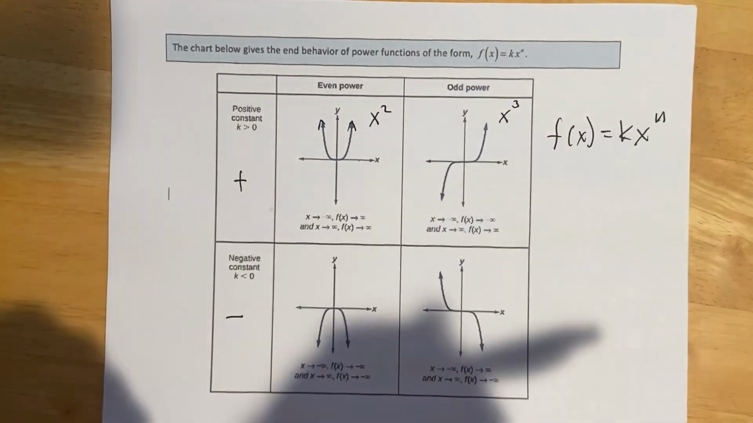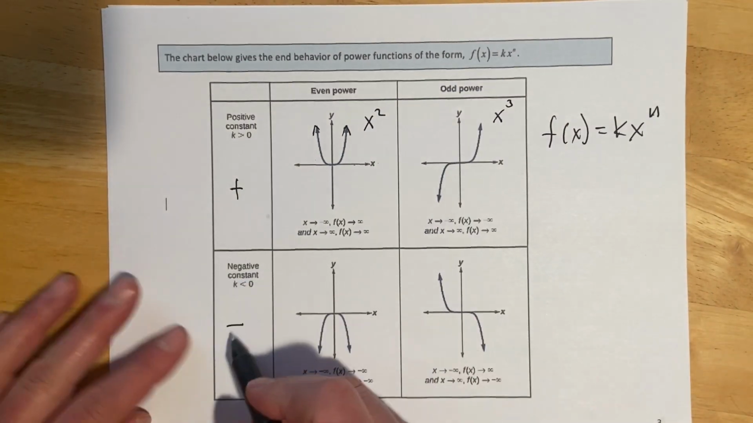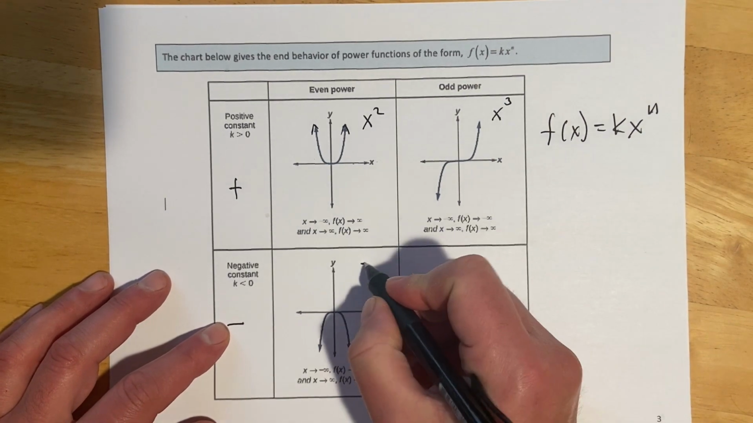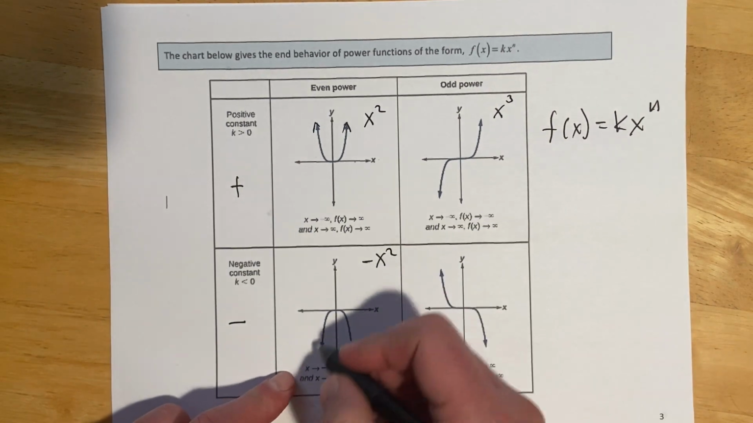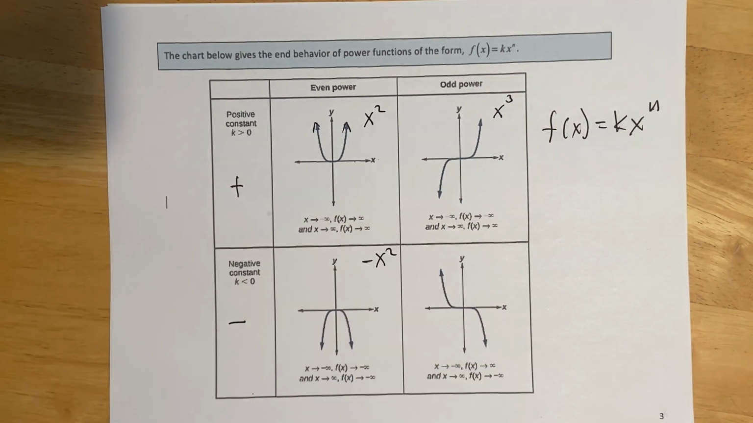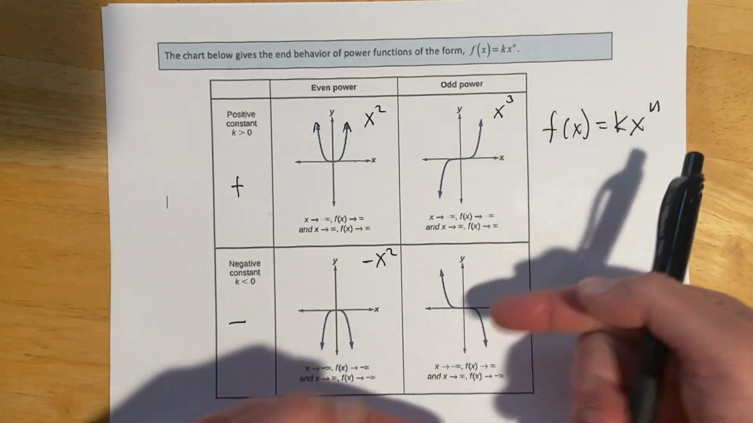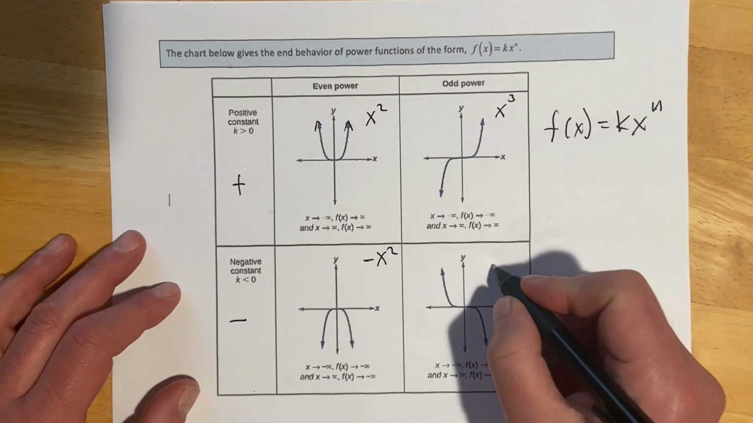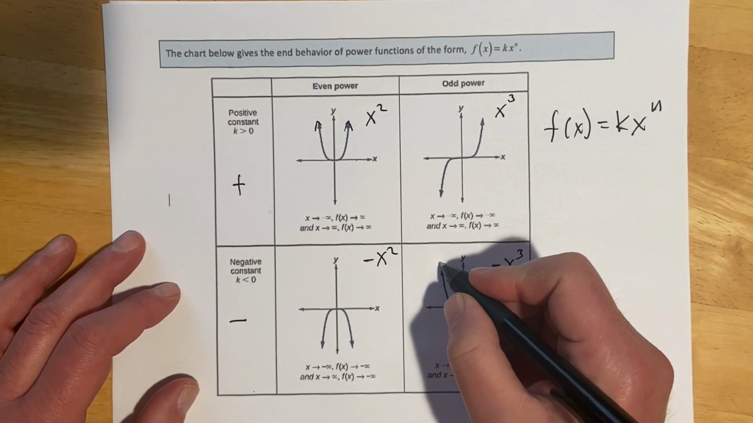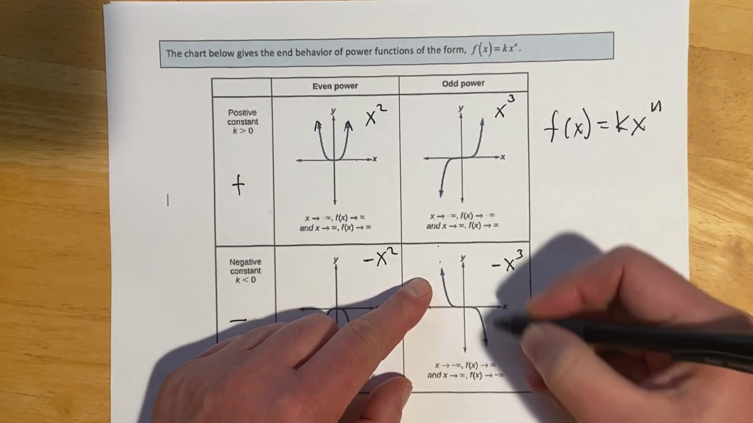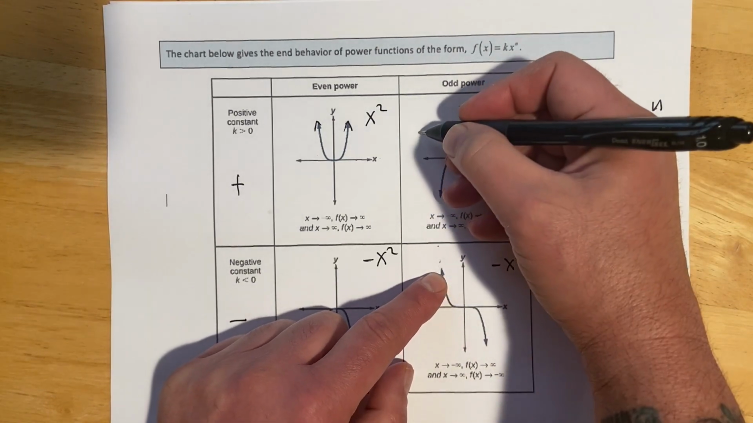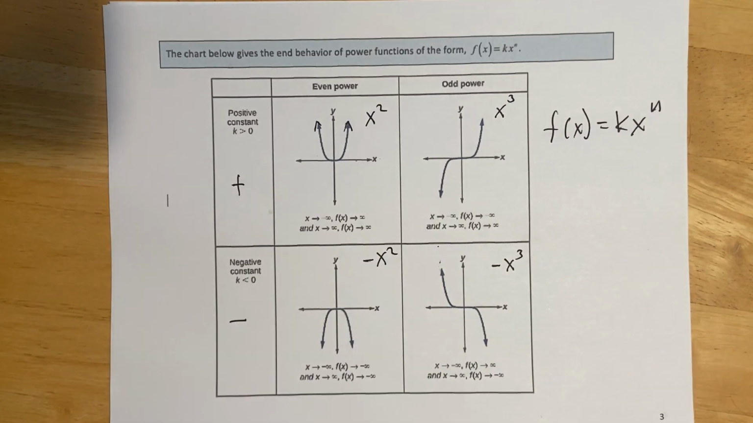And then we have basically their reflections. So if it's negative and even, that's like a negative x squared. So all the graphs are going to look like negative x squared and have this behavior where they both go to negative infinity. And likewise, if I reflect x cubed, negative x cubed, then this one will be decreasing, so decreasing left to right, or it's going to positive infinity on the left and negative infinity on the right.